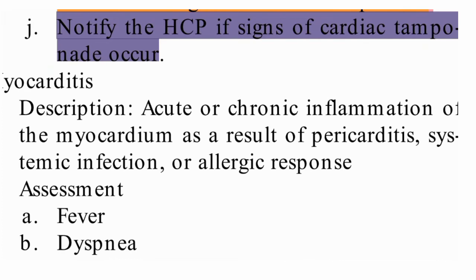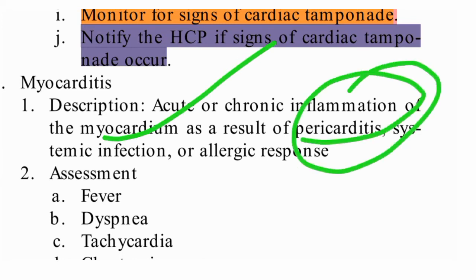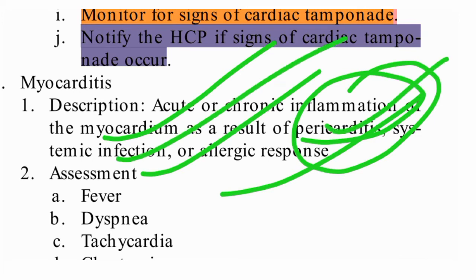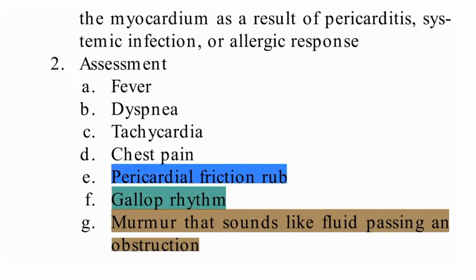Okay, myocarditis. So what is that? Acute or chronic inflammation of the myocardium as a result of pericarditis. When pericarditis is occurring, it can lead to myocarditis also, as can systemic infection or allergic response. So due to pericarditis, systemic infection, or allergic response, it will lead to myocarditis. So what assessments do we need to do?